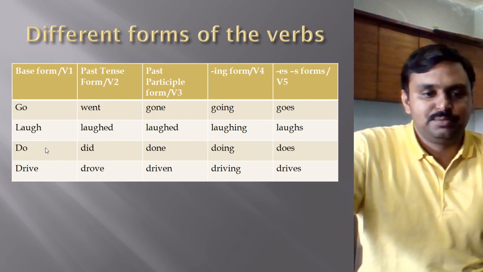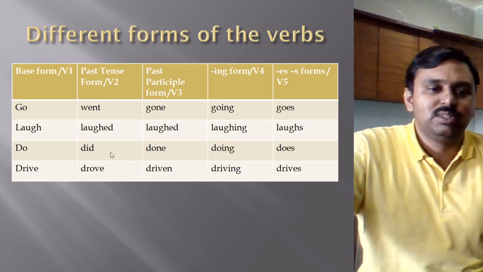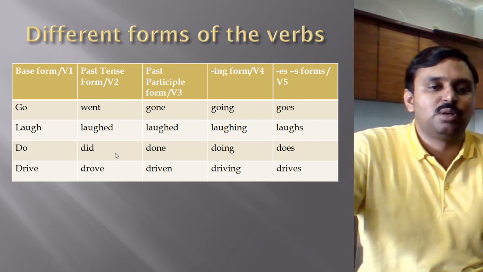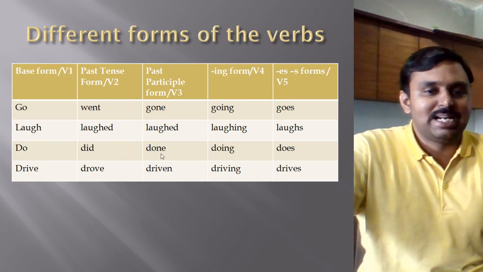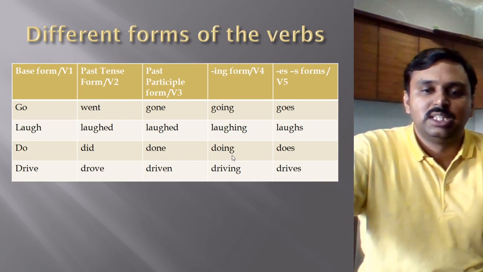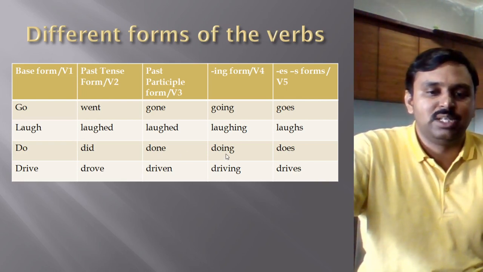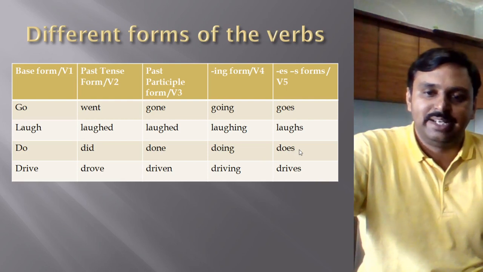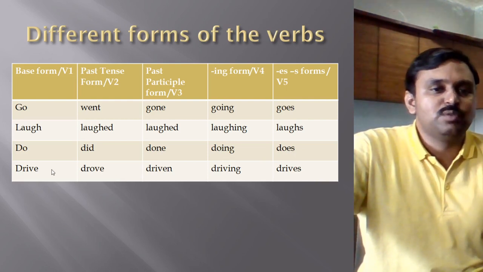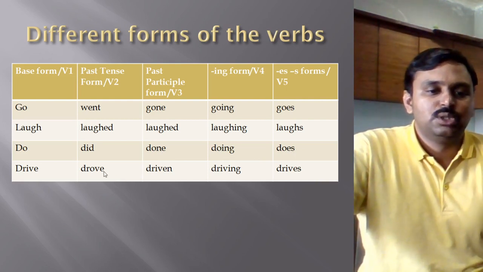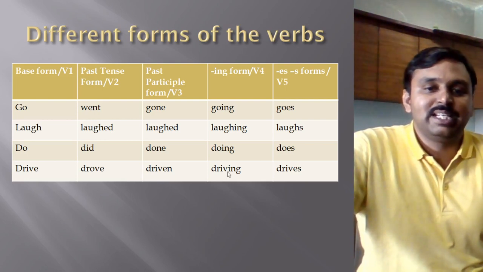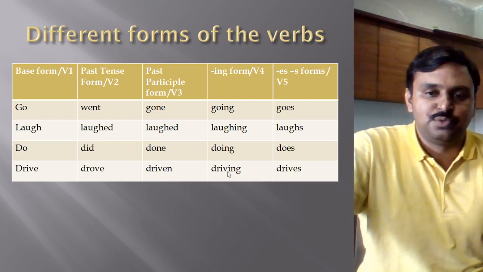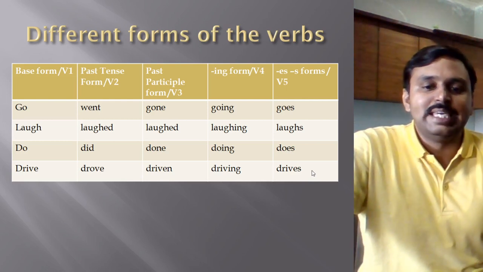Now look at the third verb. Do is the base form, then did is the V2 form, that is verb form second or the past tense form, and done is the past participle form, V3 also we call it. Then ing, the V4 form, we have here, doing, and the last one is does. And the fourth verb we have is drive, drove is the V2 form, driven is V3, also known as the past participle form, and driving is the ing form, also called V4 form, and drives is the S or ES form.